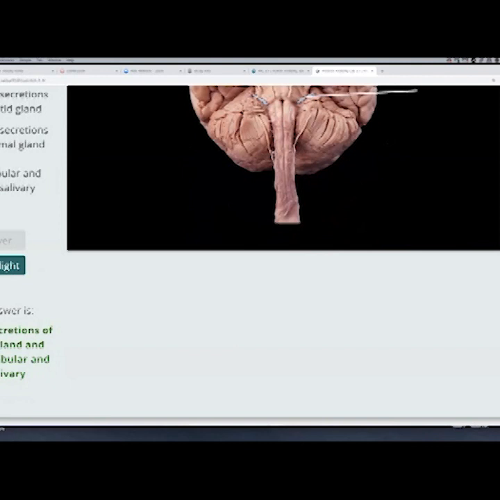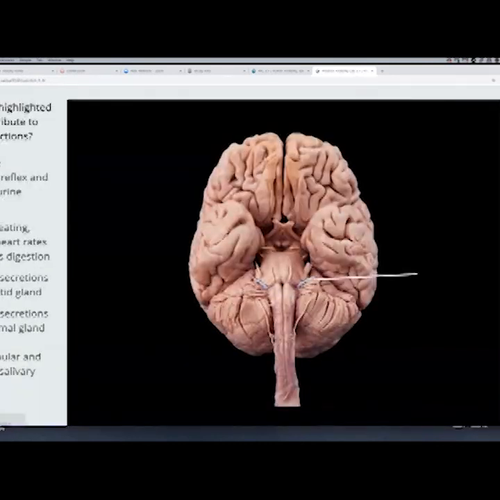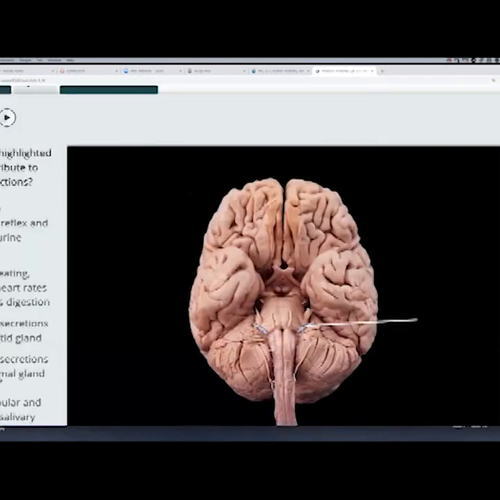Uh-oh. Stimulates secretion of the lacrimal gland, submandibular and sublingual salivary glands. So that is not the vagus nerve. That's probably cranial nerve number 9 then. And that must be the vagus nerve right around it. So it stimulates secretion of the parotid gland, stimulates secretion of the lacrimal gland and submandibular and the sublingual salivary glands.